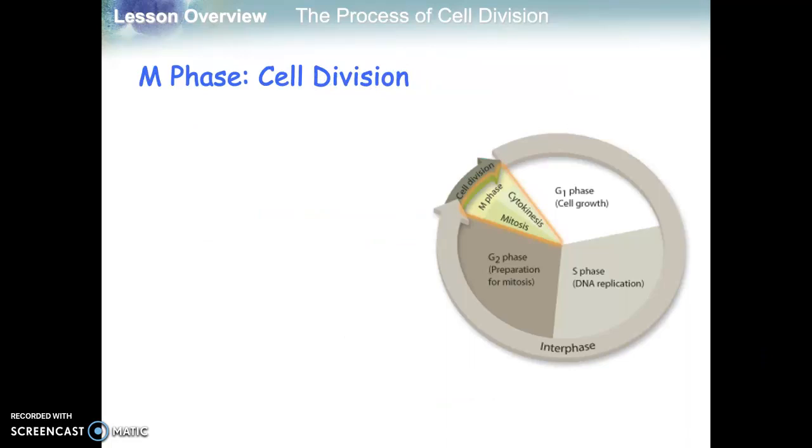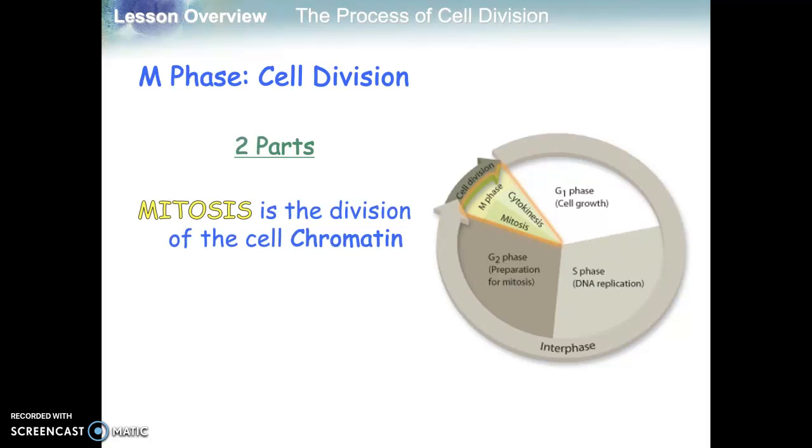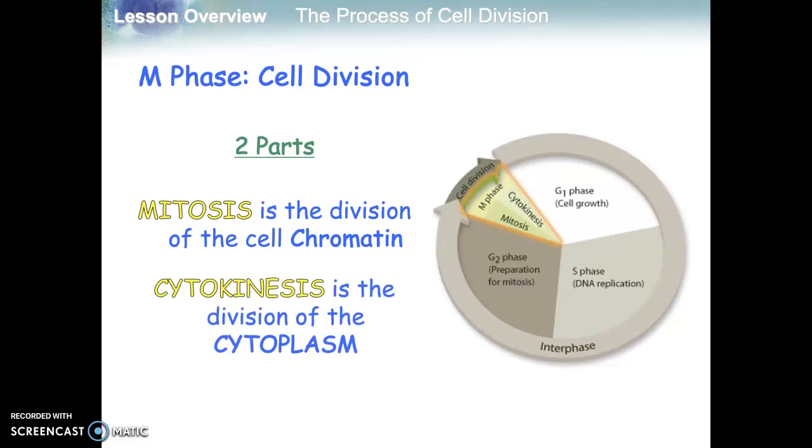From there, we will enter the M phase, the actual cell division of the cell. This occurs in two parts, as I mentioned. There is mitosis, which is the division of the cell chromatin, the genetic material, the DNA, however you want to say it. And then there is a process called cytokinesis, where the cell actually divides. The cell membrane pinches in, the cytoplasm is divided in half, with half of the genetic material going into each new cell.